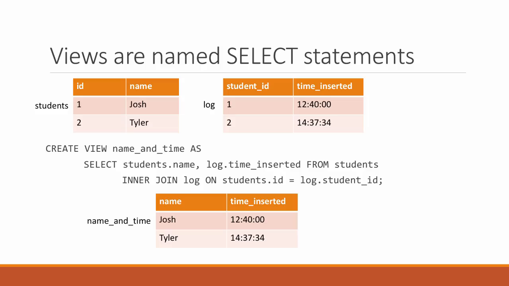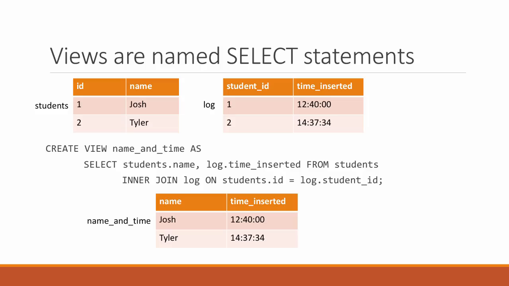So as an example, if we're using the same table that we talked about before, we have the table students and the table log. And let's say one thing that we're often needing to do is figure out the student's name and when they joined the class. So how would you do that? Well, you would join these two tables together using the ID and student ID as the way to match these rows together. So how would you write that?